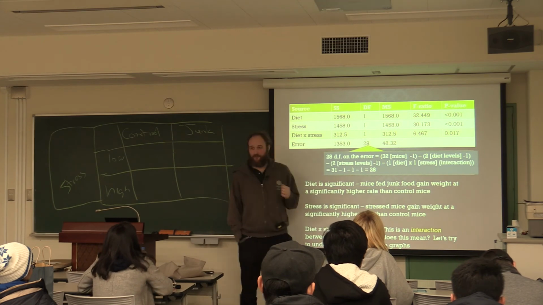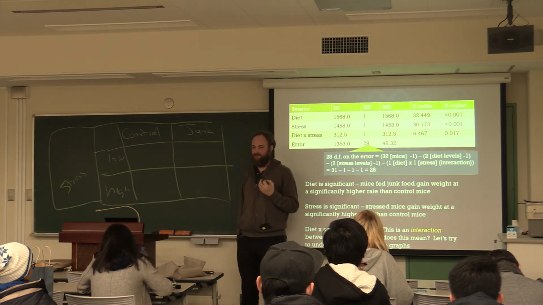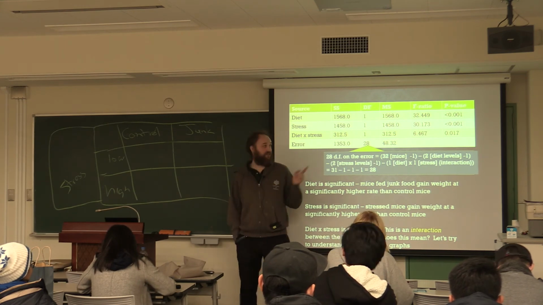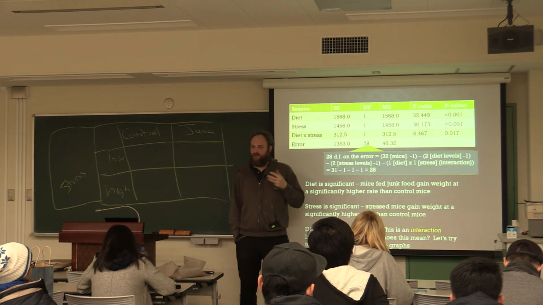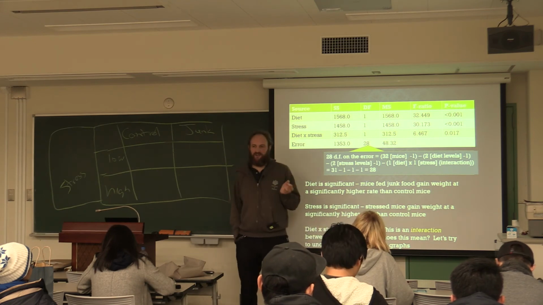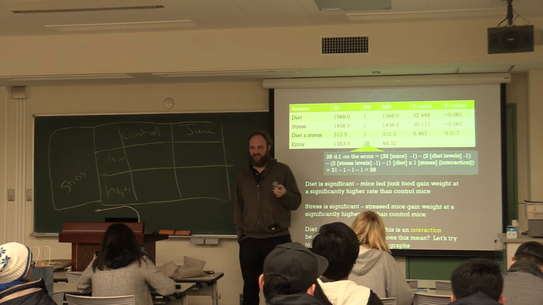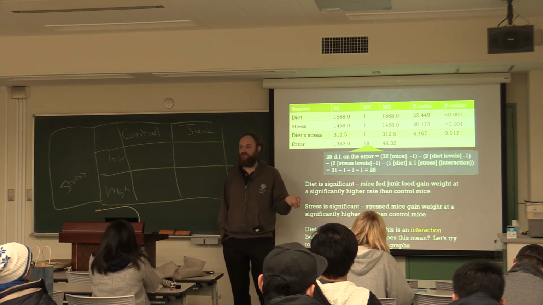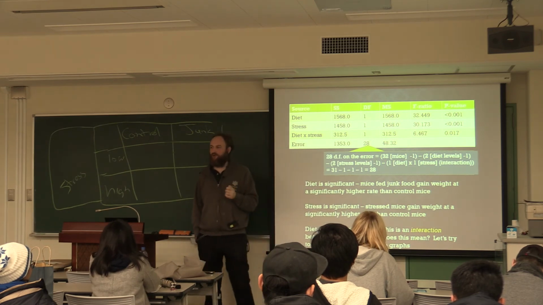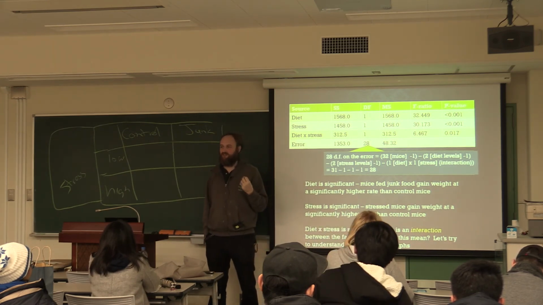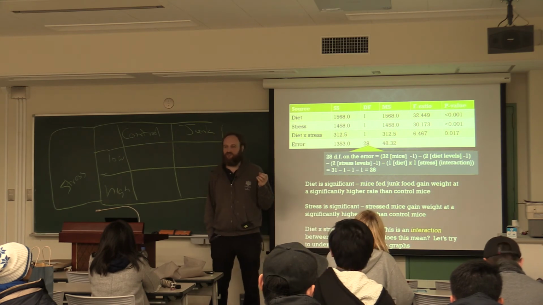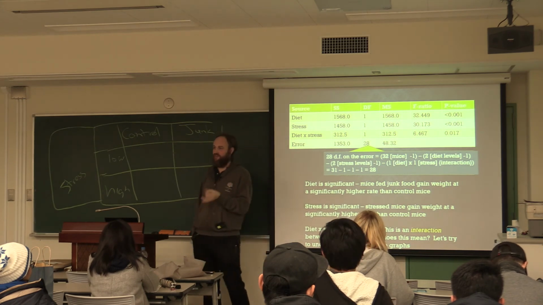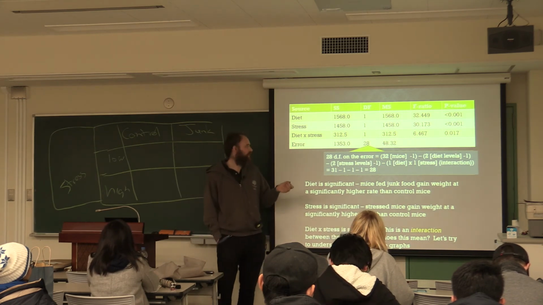Okay, so null hypothesis. Diet has no effect. Do you accept or reject the null hypothesis? Reject, right? P-value is less than 0.05. Null hypothesis, diet has no effect, right? We reject that. Diet has not no effect, right? Means diet has an effect. Stress, null hypothesis. Stress has no effect. Okay, accept or reject? Reject, right? So stress has not no effect. Okay, stress has an effect.